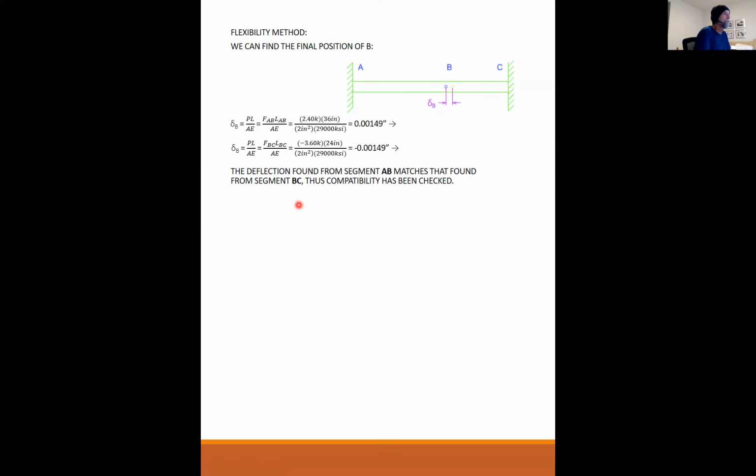If I was looking for reactions, then the answer would have been the reaction at A is 2.4 kips to the left. The reaction at C is 3.6 kips to the left. Does that make sense? Okay, good.